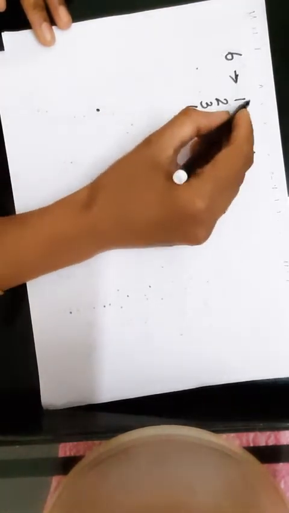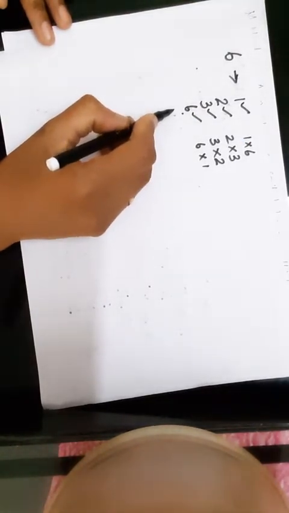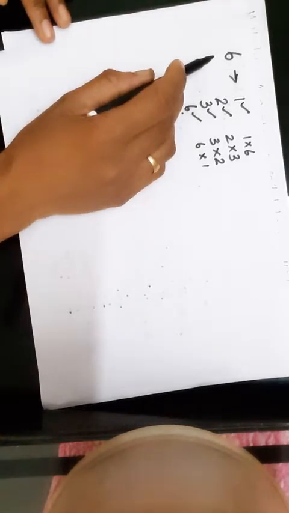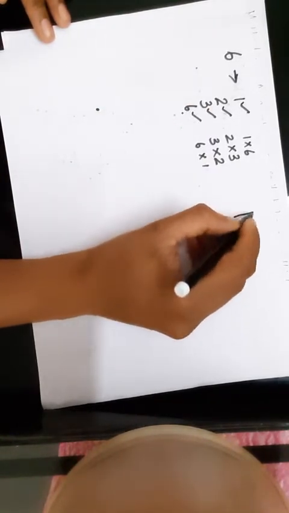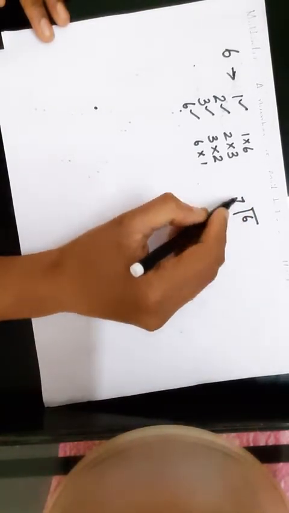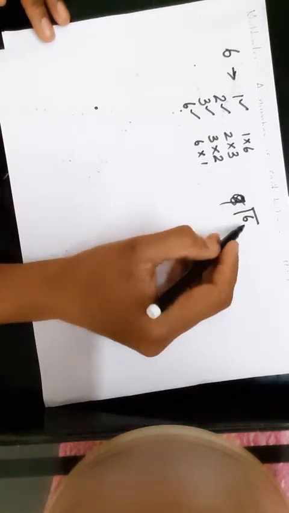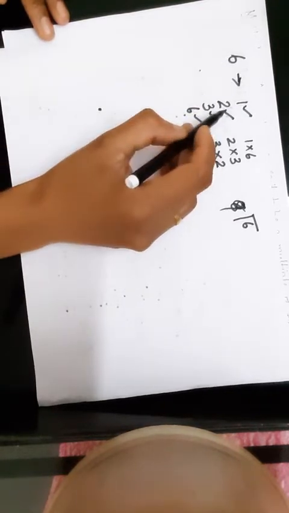So what are the factors of 6? 1, 2, 3, 6. Can we check for another number greater than 6? 7? Is there any number multiplying with 7 to get 6? No. 8? No. 9? No. It is greater, so it cannot be. Any number greater than 6 cannot divide 6 exactly with remainder 0. So these are the factors of 6: 1, 2, 3, 6.